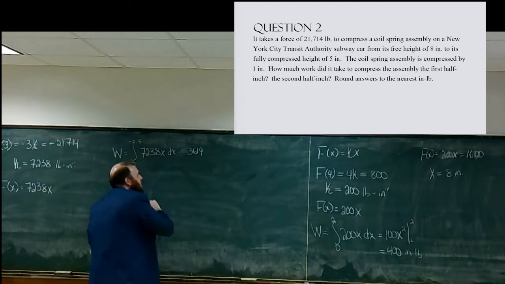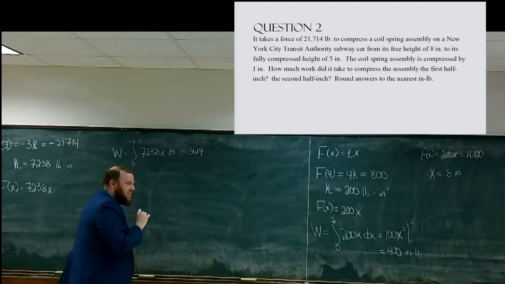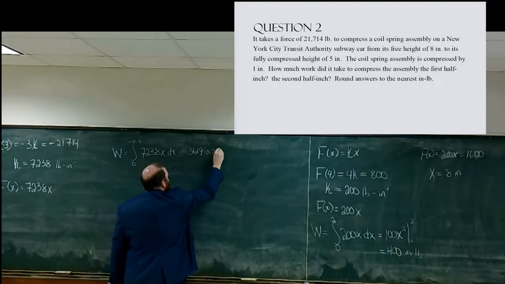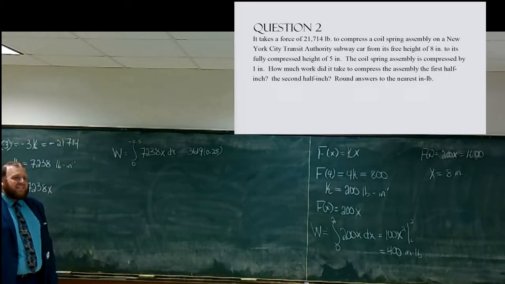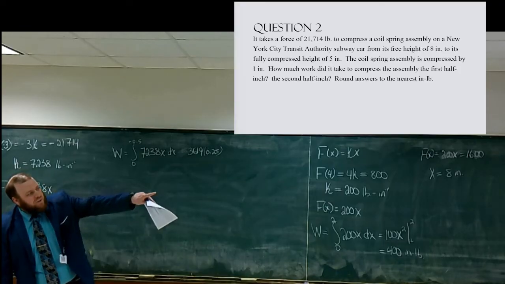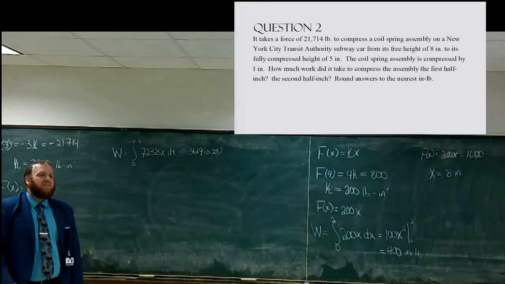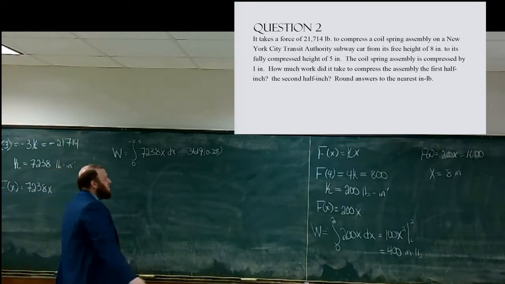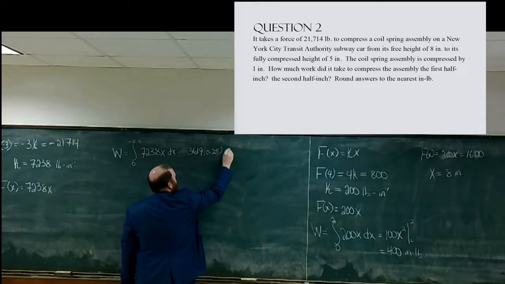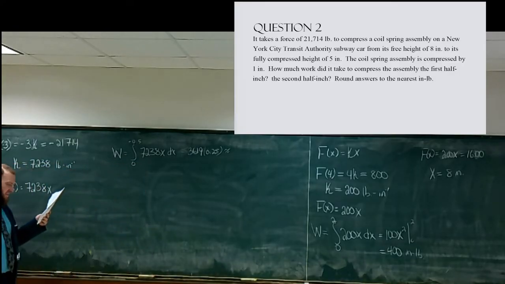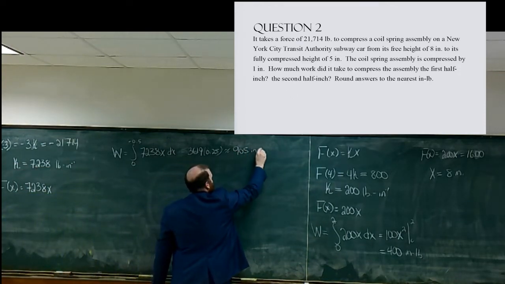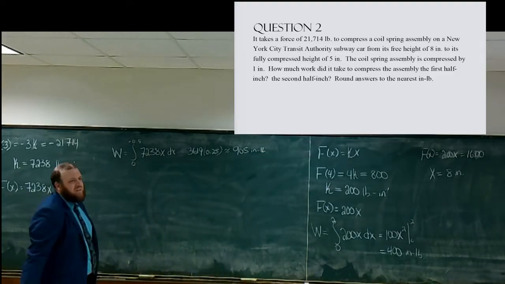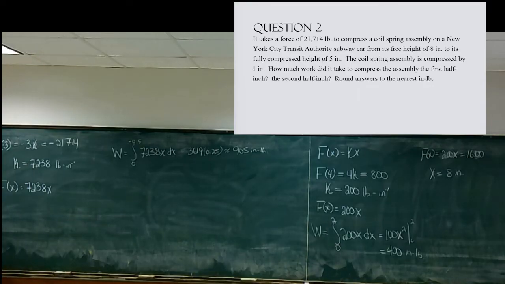So it becomes negative 0.5 squared, which is 0.25. So what's 3619 divided by 4? And remember, they only want the nearest inch pound. 905 inch-pounds. So it takes 905 inch-pounds to compress the spring that first half inch.